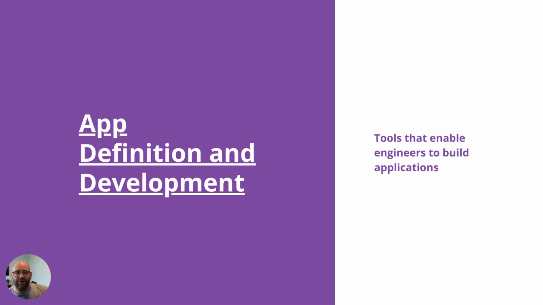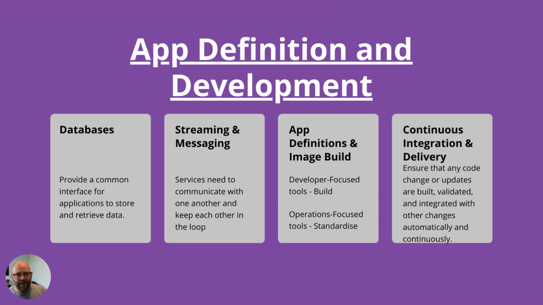Okay, then we move up again. So, how do we guardrail? How do we put those app definition and development in place? Tools that enable engineers to actually build the application. Within there, this is where we start thinking about things like data services. Databases provide a common interface for applications to store and retrieve data. Streaming and messaging, again, still leverages some sort of data. Services need to communicate with one another and keep each other in the loop.